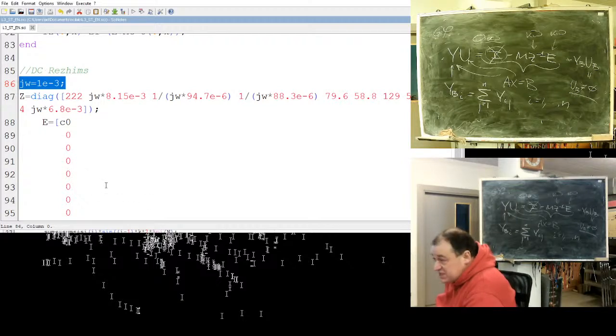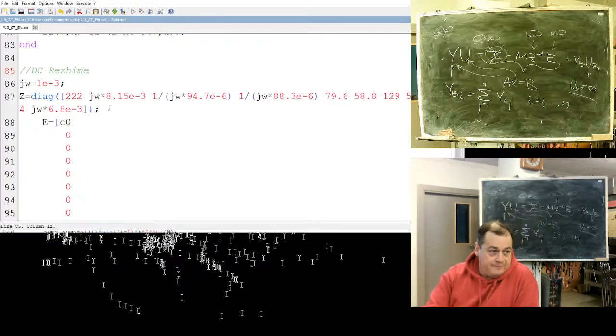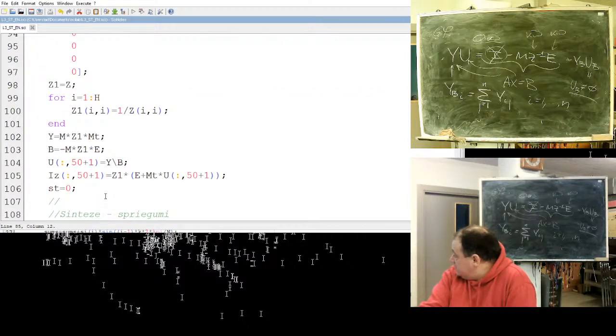I'm calculating the DC regime as AC at a very low frequency and with the DC component as an EMF. That's the fast and dirty way to get the DC regime: to calculate it as AC at a very low frequency. It's brutal and ugly, but I did it. So the same code.